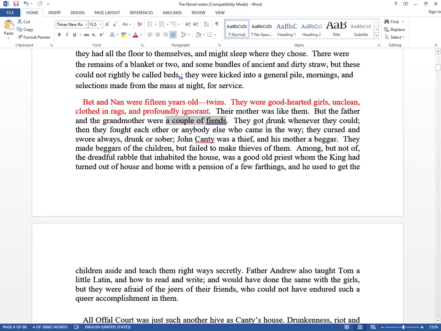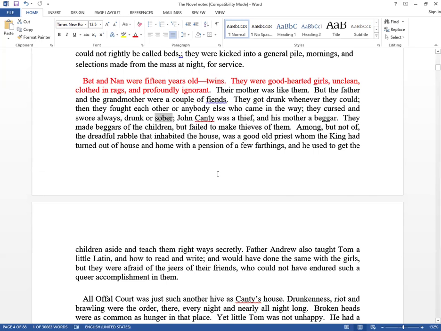They got drunk. They are even immoral. They have bad practices. They drink every day, whenever they could. Both mother and son take liquor together. Then they fought each other. They fight with each other, or anybody else. Now you see, they are quarrelsome characters. They have no discipline, no order. They get drunk and fight with other people who came in the way. They cursed and swore. Cursed and swore means they use abusive words, bad words, always. Whenever they are drunk or sober. Sober means not drunk. That is the nature of Tom's father and grandmother.